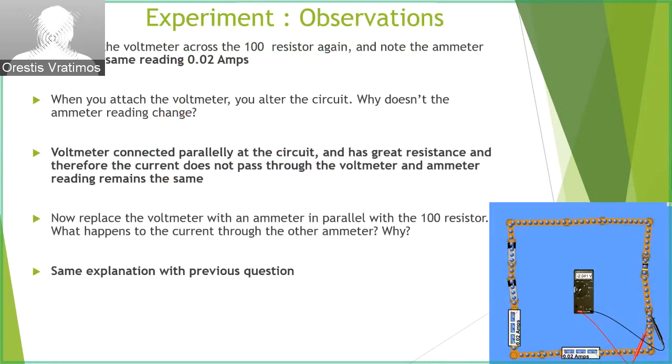We have some observations: when connecting the voltmeter across the 100 ohm resistor, the ammeter reading is the same. When we attach the voltmeter, we alter the circuit, but the ammeter reading doesn't change because the voltmeter is connected in parallel to the circuit. It has great resistance, and therefore the current doesn't pass through the voltmeter, and the ammeter reading remains the same. Even if we replace the voltmeter with an ammeter in parallel with the 100 ohm resistor, the same thing happens for the same exact reasons, and we see the picture on the right.